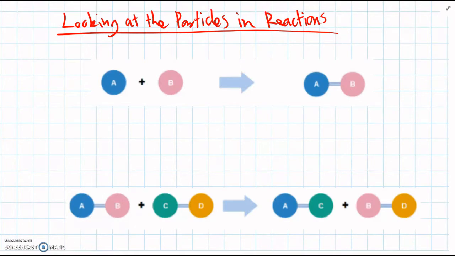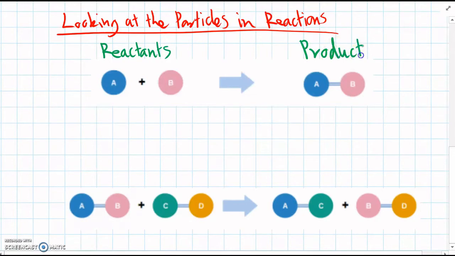Firstly, when a reaction happens, we look at all the chemicals that we start with, and we call these the reactants. And then we also look at the chemicals we get at the end of the change, and we call these the products. What is made at the end that's new? Because remember, a chemical change always makes something new.